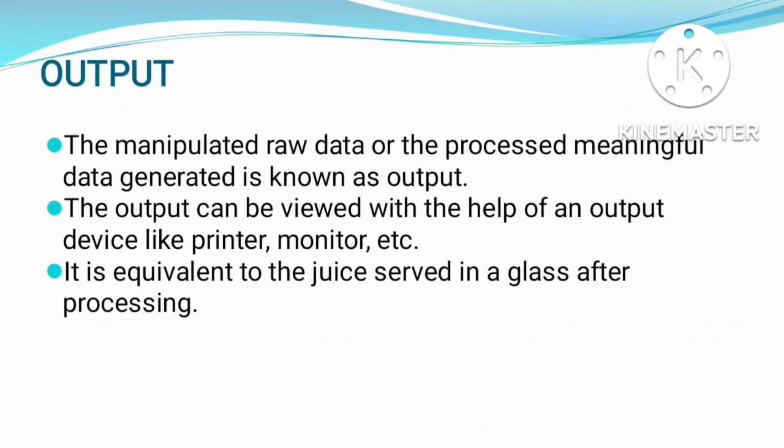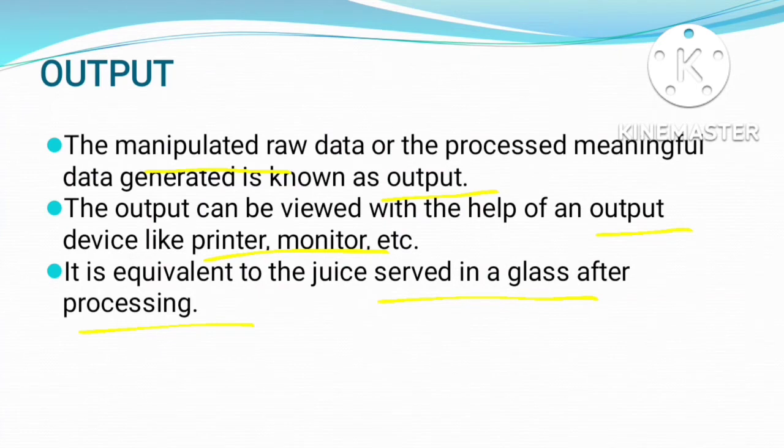Output. What do you mean by output? The manipulated raw data or the processed meaningful data generated is known as the output. The output can be viewed with the help of an output device, like printer and monitor. It is equivalent to the juice served in the glass after processing. After the processing is done, what is the next step? The next step is to serve the juice into the glasses. Like this, after processing is done, the CPU provides the information to the output devices. Through the output devices we can see the output.